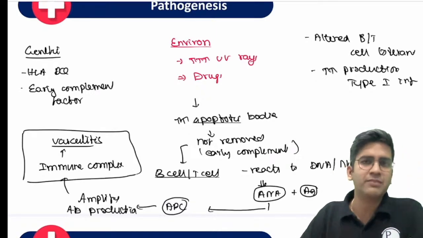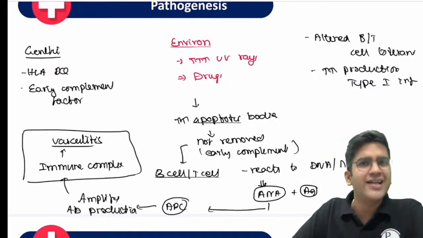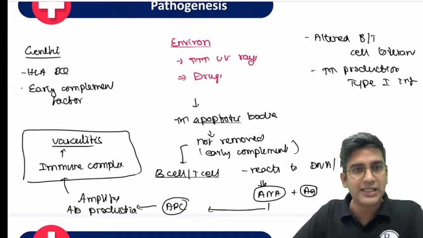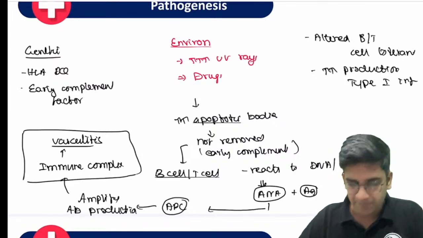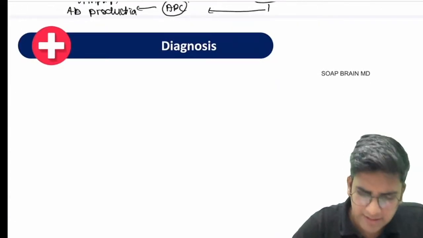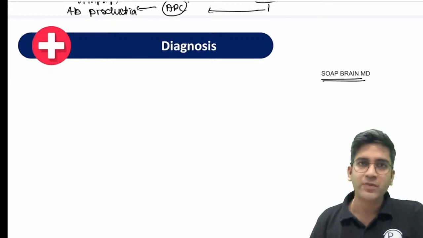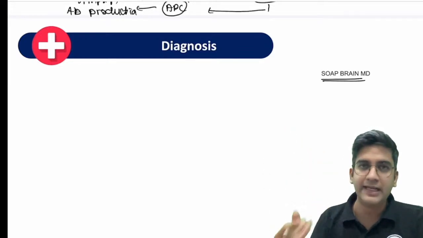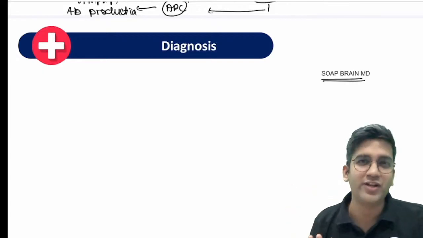SLE is type 3. Sometimes, when I take rheumatoid arthritis, it's type 4. It's T cell mediated, right? Based on that, the outcome will change. Otherwise, the rest of the template is the same. Fine. Okay, let's go to diagnosis. One of the mnemonics is SOAP BRAIN MD. That's a classical one, covering all the features of SLE. If you remember SOAP BRAIN MD, great. Otherwise, you definitely know how to diagnose, right?